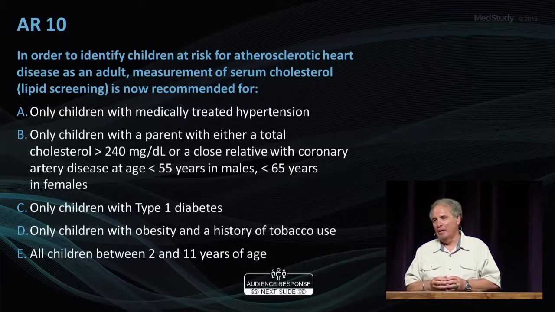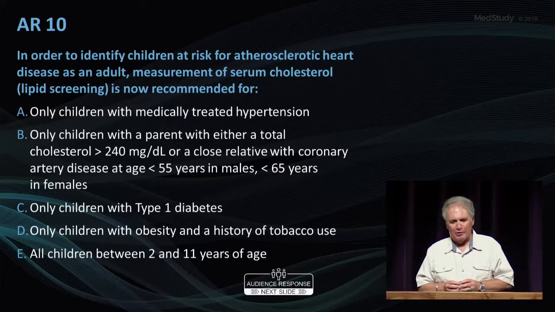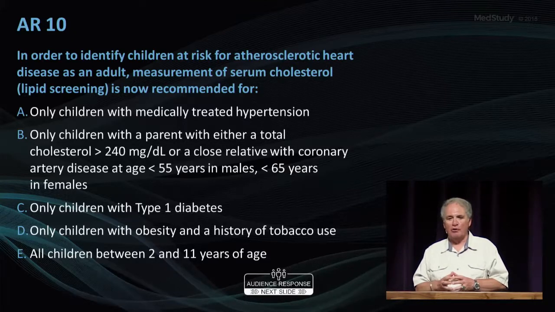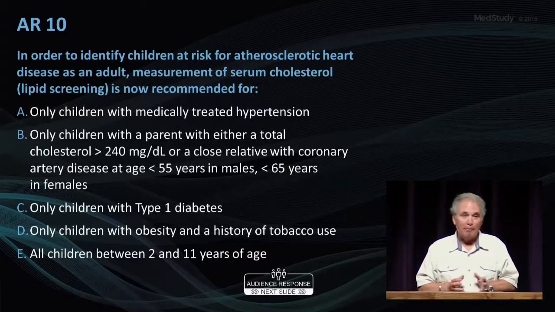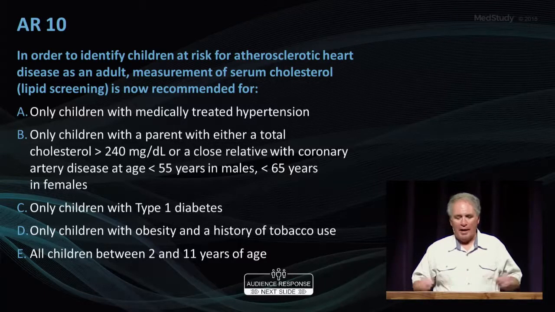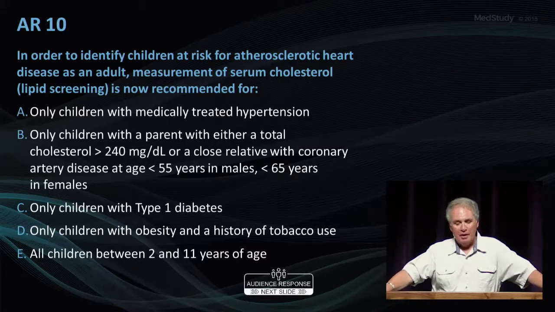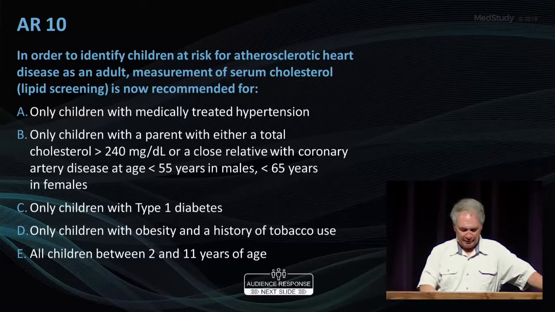Okay, so here you go. Adult response number 10, audience response. In order to identify children who are at risk for atherosclerotic heart disease as an adult, measurement of serum cholesterol or lipid screening is now recommended for A, only children with medically treated hypertension, B, only children with a parent with either a total cholesterol greater than 240 or a close relative with coronary artery disease, 65 years or less in females, C, only children with type 1 diabetes, D, only children with obesity and a history of tobacco use, E, all children between 2 and 11 years of age. Start your clicking.